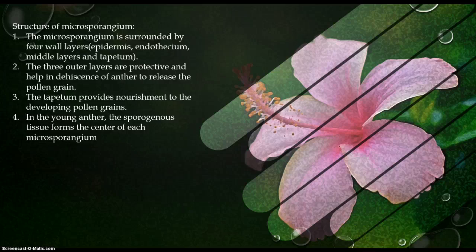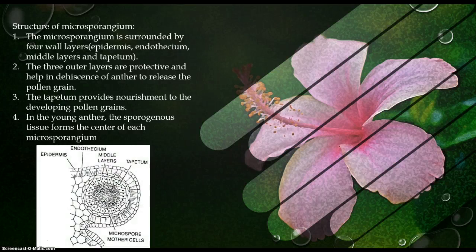At the center of each sporangium, what do we have? We have sporogenous tissue. From this sporogenous tissue, it will form the pollen grains. Outside that, what do we have? Tapetum, then comes the middle layer, then endothecium and epidermis. Epidermis, endothecium, and middle layer serve as a protective layer, whereas tapetum helps in providing the nourishment.